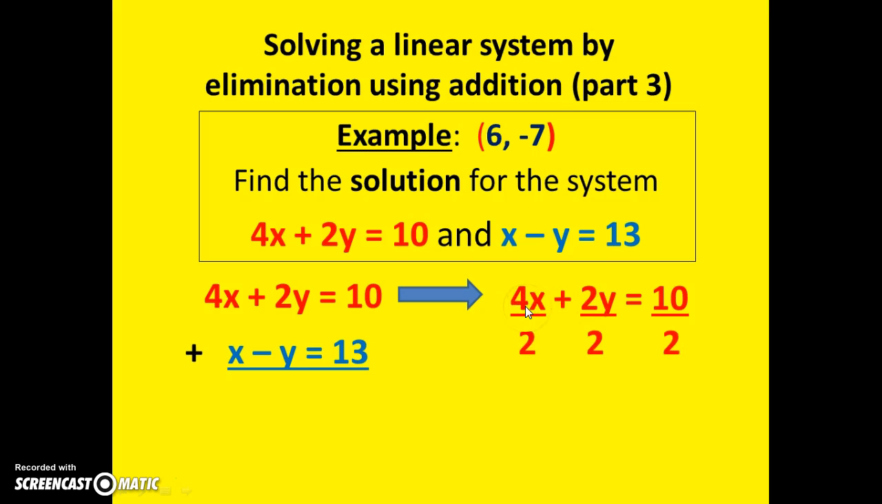What if I divide by 2? Let's see. 4 divided by 2, 2 divided by 2. Yeah, I can divide everything by 2. I'm allowed to do that, because as long as I do the same thing to every part of the equation, I'm allowed to do it. I didn't change the problem at all.